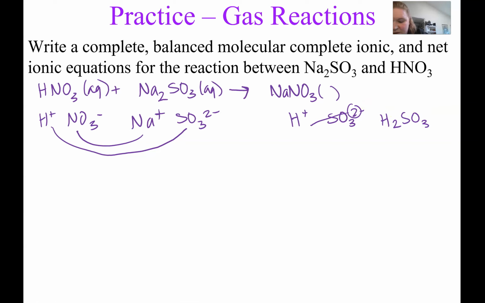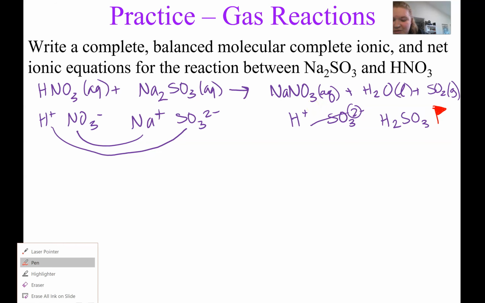But this should give us a little red flag. We should see that and think that breaks apart. So I'm not going to write that as H2SO3. I'm going to write it as H2O and SO2 gas. So I have my products written out. I need to do two more things. I need to balance the equation and I need to fill in the states. And really, there's only one more state to fill in. We know this is aqueous because sodium and nitrate are both always aqueous.